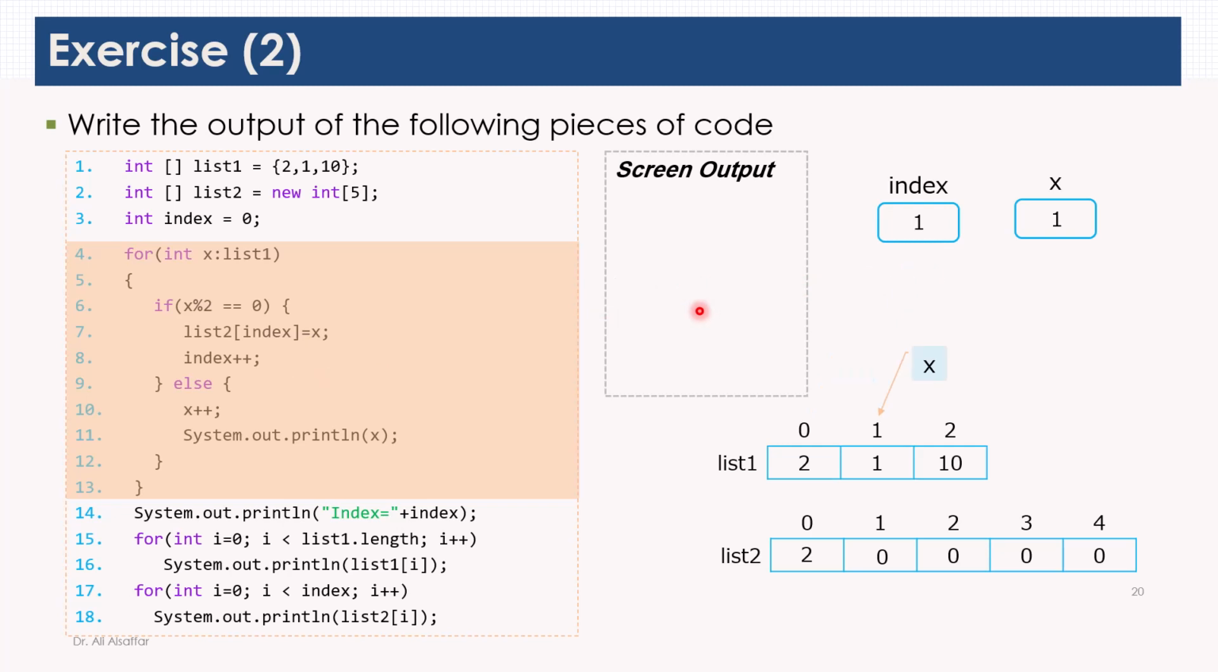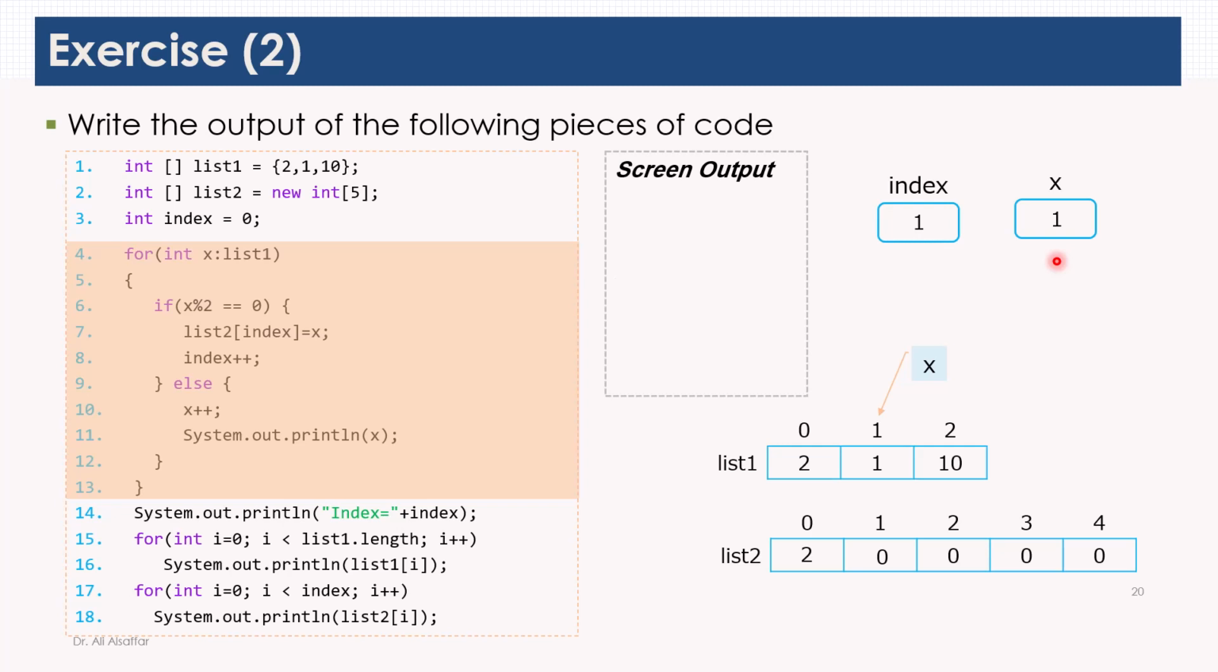In the next iteration, the value of x will be equal to 1, which is the next element in the array. And we need to test in line 6 whether it is even or odd. And since it is not even, then we will go to the else statement at line 9, and line 10 will be executed. In line 10, we are increasing the value of x by 1. See, the value of x is 1. And also, it represents the second element of the array, which is equal to 1. But these are different copies.